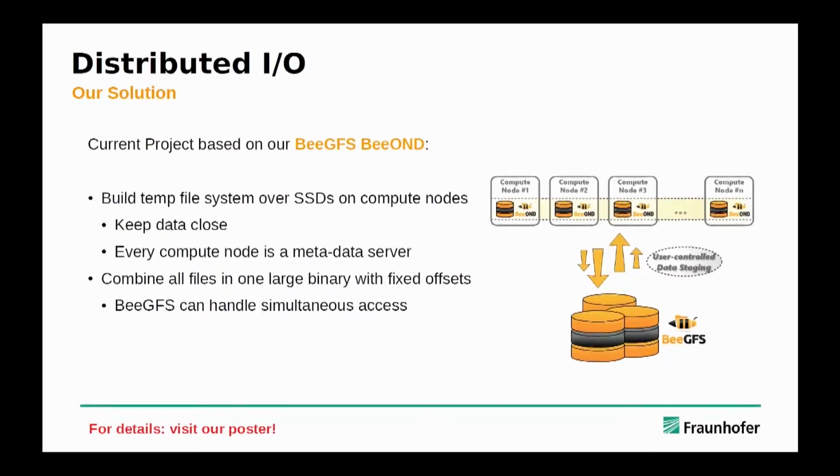And in this field, we're working on a solution based on our BeeGFS file system, where we're trying to have a temporary file system just for this training job, which will be spanned over the SSDs of the nodes. And you can actually have the file access patterns optimized just for this training run. And after the training run, we will throw this file system away. And in this way, we get a lot better performance. Again, details tomorrow on the poster.